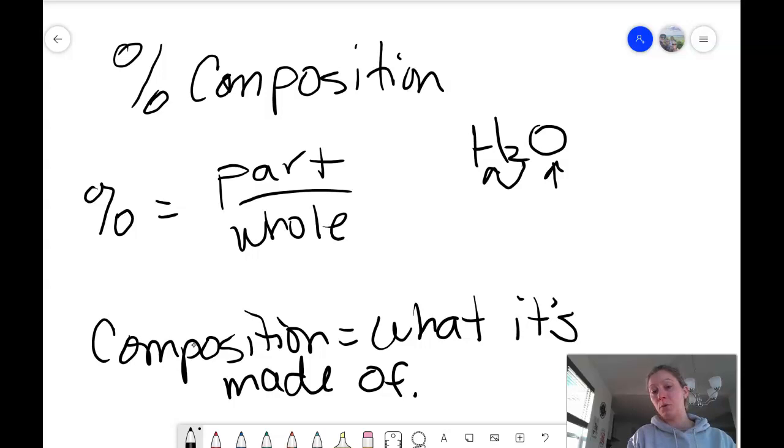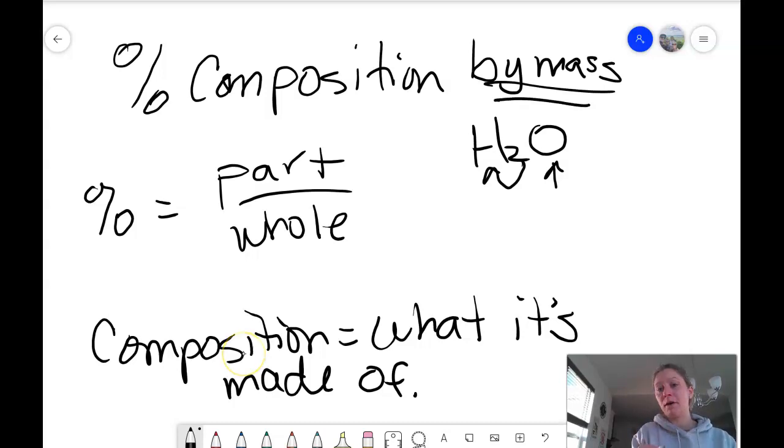So we tend to do a percent composition by mass, and that's what we're going to spend our time learning about. In the book they actually show you both, but for our intents in class, we're really just going to look at the percent composition by mass. So we're going to look at each part: what percentage of the mass of water is hydrogen, and what percentage of the mass of water is oxygen. Okay, so let's practice that.